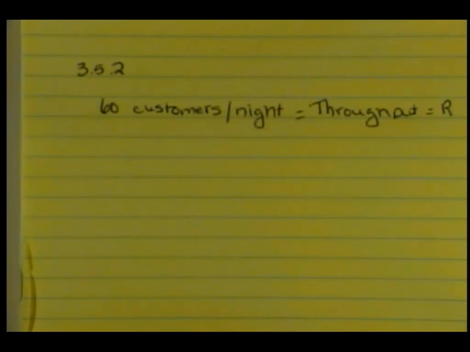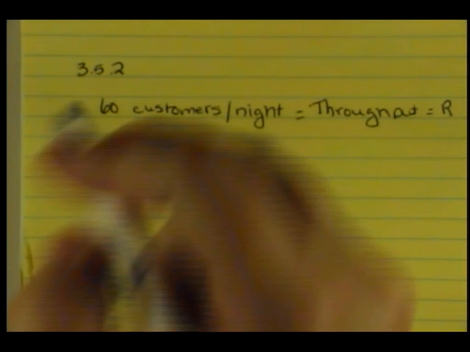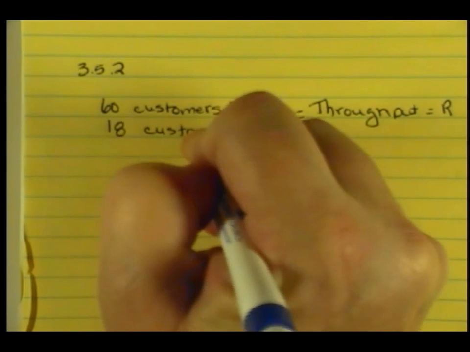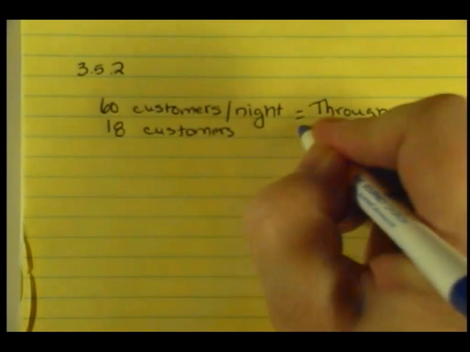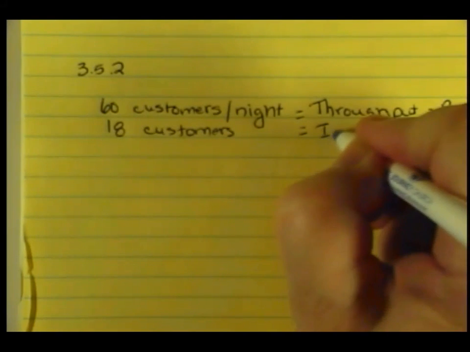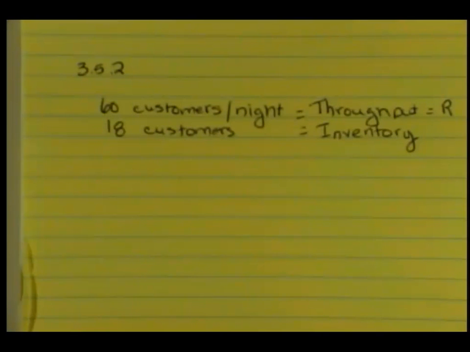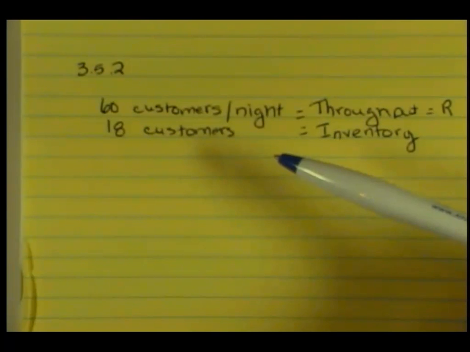And then it goes on to say, at any point in time, there are on average 18 customers in the cafe. So Spencer, if I have 18 customers, am I talking about inventory, throughput, or flow time? Inventory. Right. That's our measure. That's our flow unit. And so when we measure our inventory, we do it in units related to our flow unit. So 60 customers per night. On average, I have 18 customers.